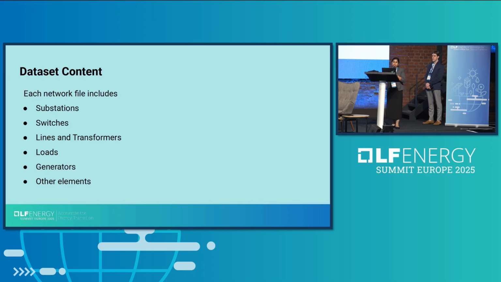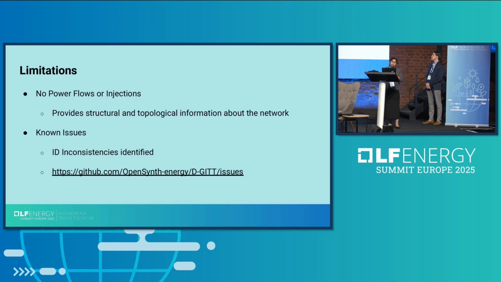When we talk about generators, the generator energy type, the connection status, the location, and the static type are included. But as I mentioned about the loads, the injection values are not included. Other elements like phase shift transformers, capacitors, batteries, and shunts are also included within this network file. As I mentioned, no power flows or injections are included, but it provides structural and topological information about the network.